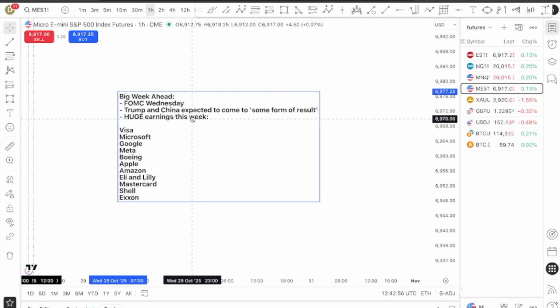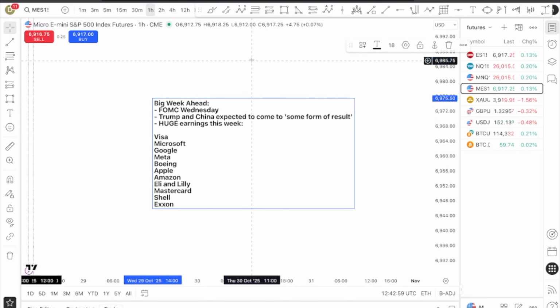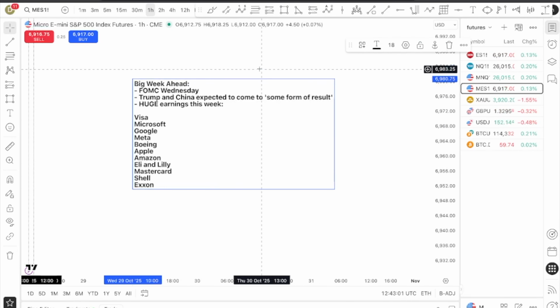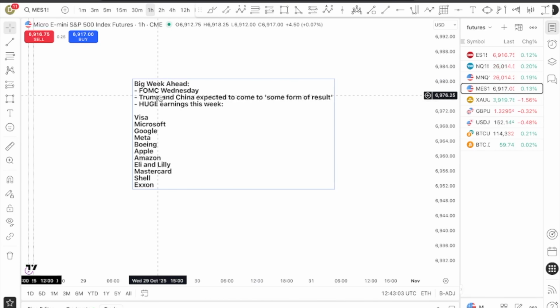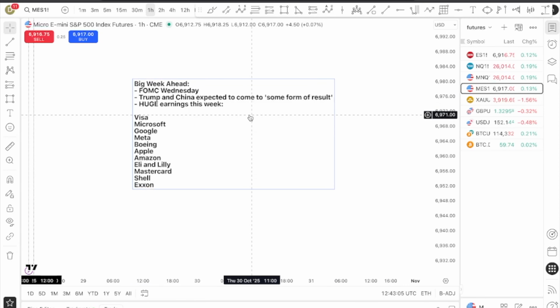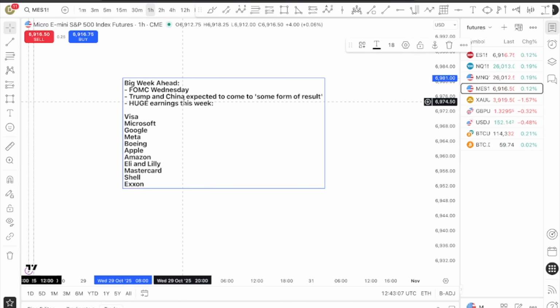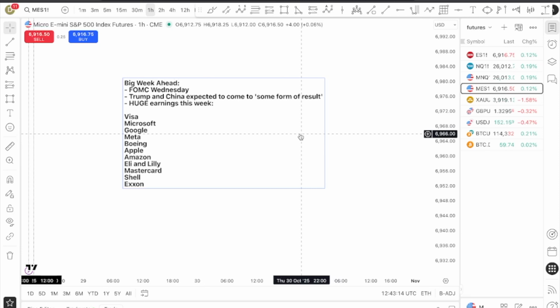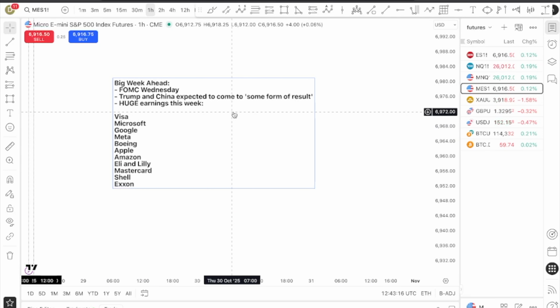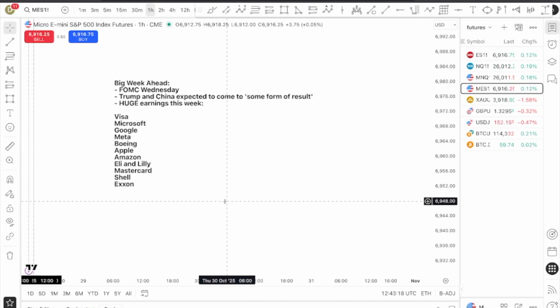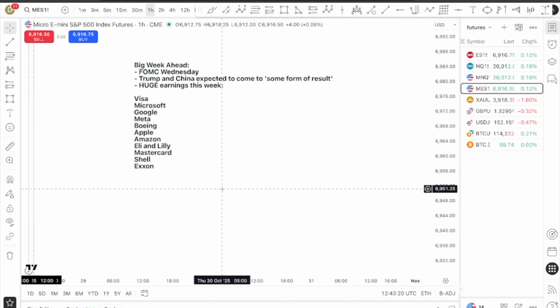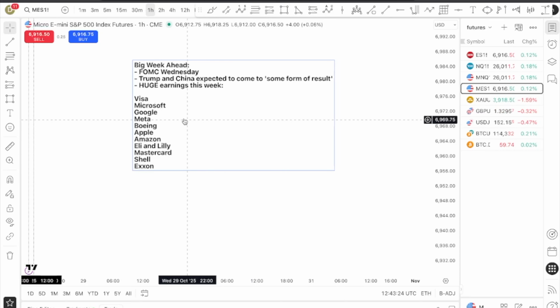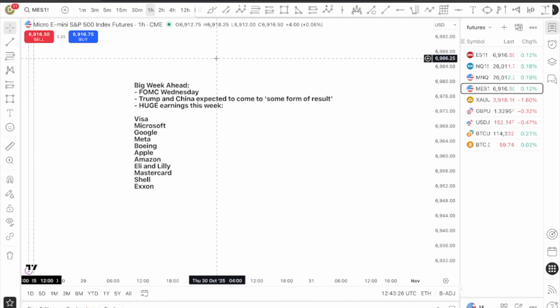Right, so just quickly before we do wrap up here, a reminder that we do have a big rest of the trading week ahead. We have FOMC tomorrow, which markets are kind of pricing in a 25 bips cut. We have Trump and China expected to come to some form of result in terms of a trade deal. Obviously, that could be a huge bias dictator for the near future. And we also have a huge amount of earnings this week from some of the largest companies out of the US. We have Visa, Microsoft, Google, Meta, Boeing, Apple, Amazon, Eli Lilly, MasterCard, Shell, and Exxon. This is all in the space of the next couple days.